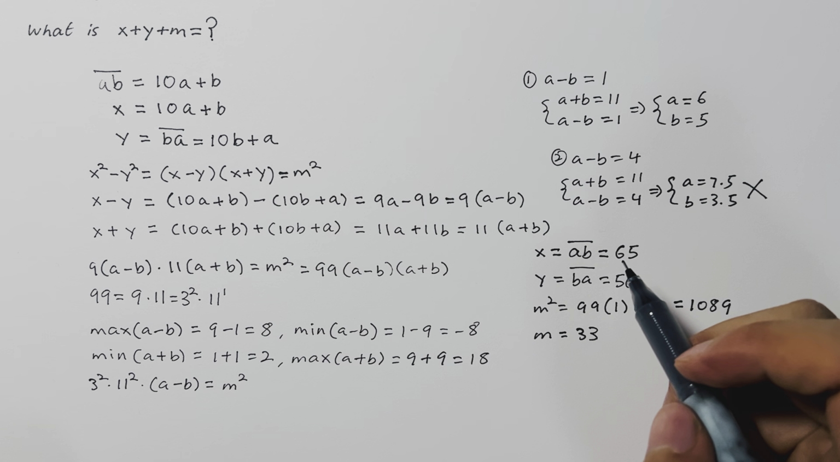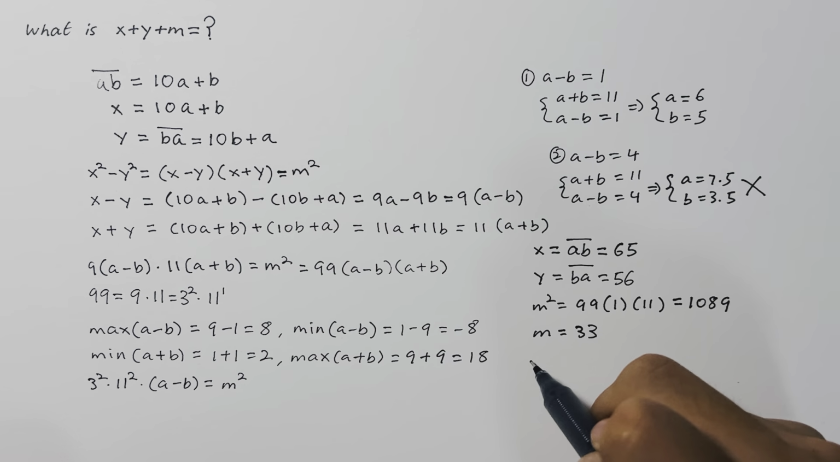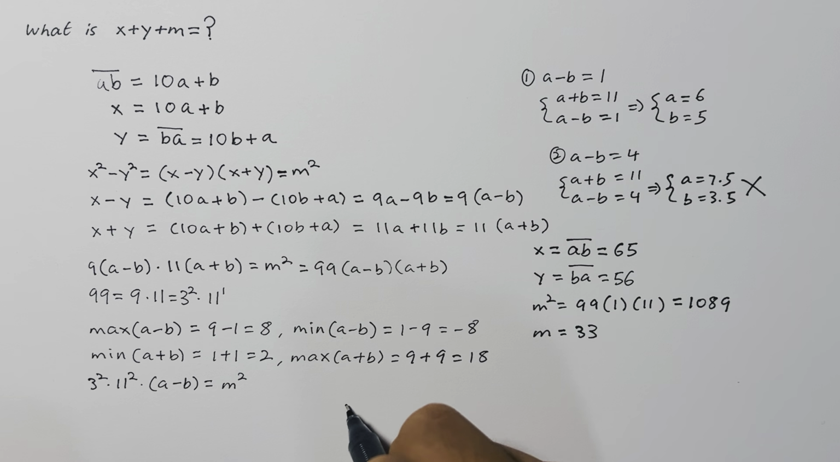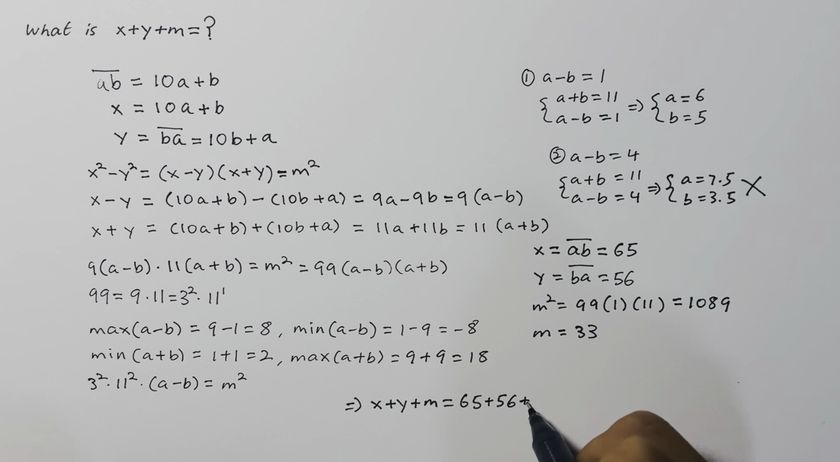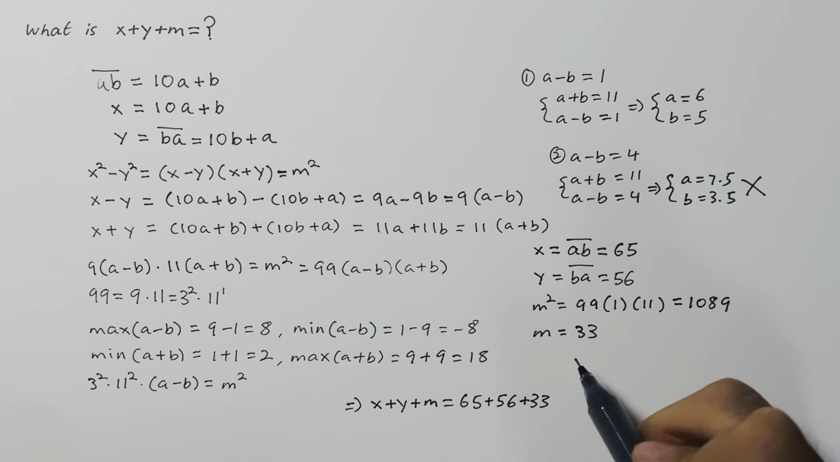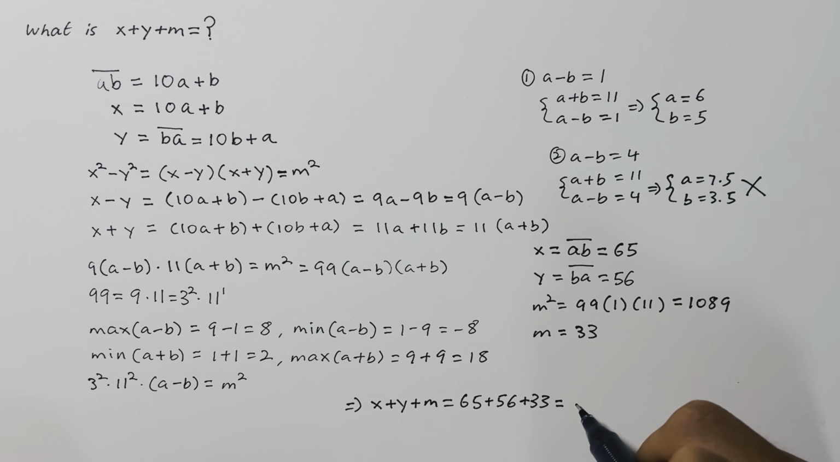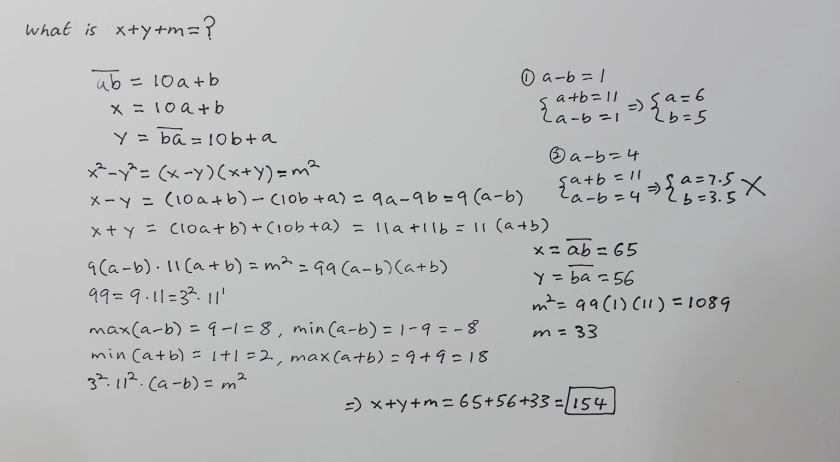And now the objective was to find x plus y plus m. So we'll have that x plus y plus m equals to 65 plus 56 plus 33. And the answer would then be 154. And that is the solution to this problem. The problem looked complex, but it was deconstructed by translating the words into algebra, then factoring, and then applying basic principles of number theory. So this was the process to solve problem 24 on 2005 AMC 10B.